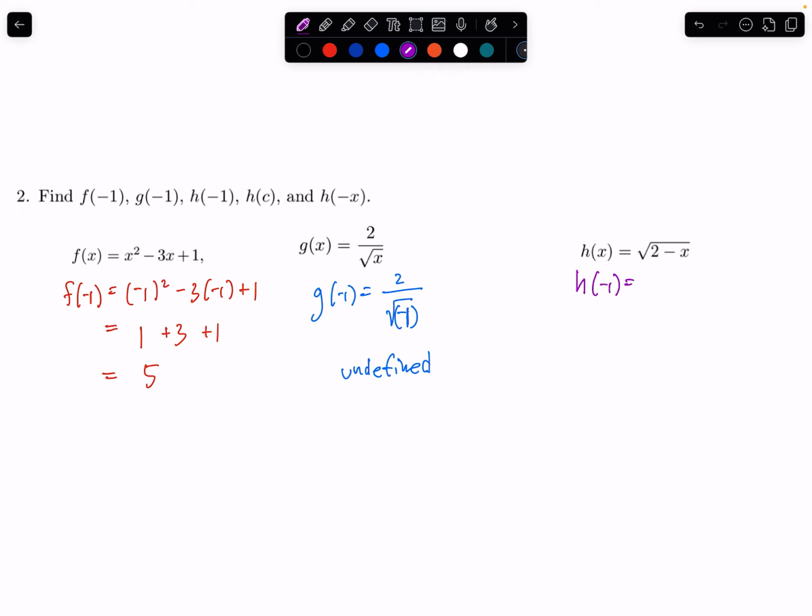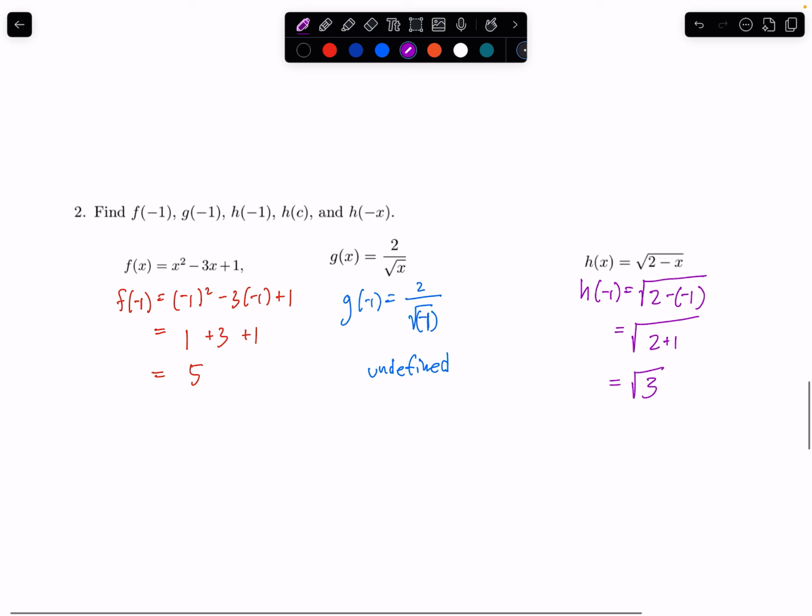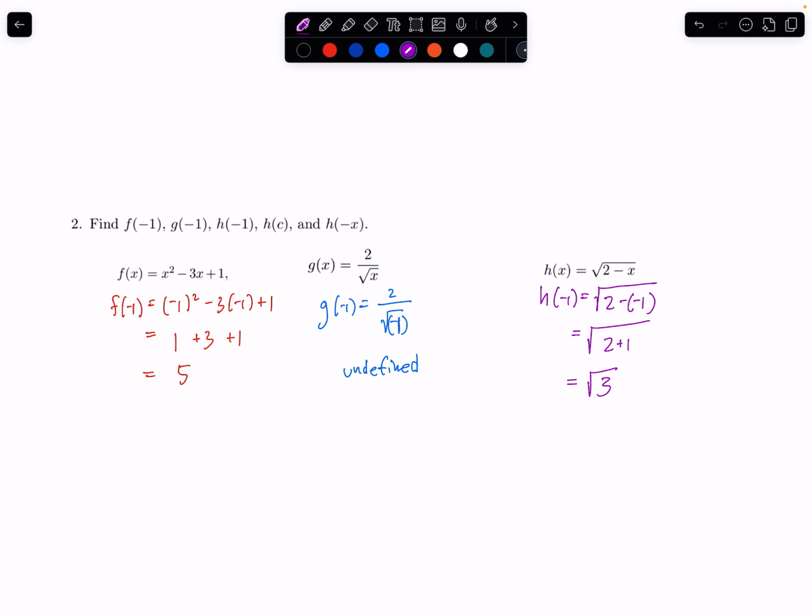Okay, h of negative 1 is going to be the square root of 2 minus, and here again is a great instance where I should include my parentheses, negative 1. That's the square root of 2 minus negative 1. That's 2 plus 1, right? Minus the negative is plus. So it's the square root of 3. And there it is. H of negative 1 is the square root of 3.